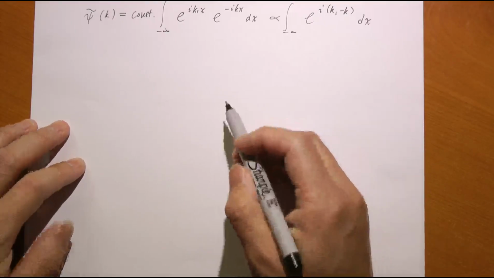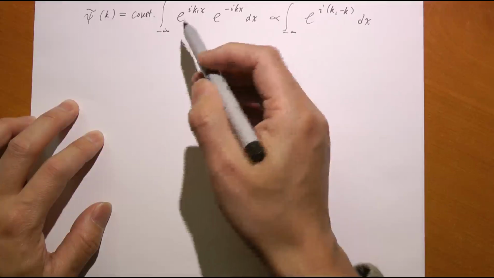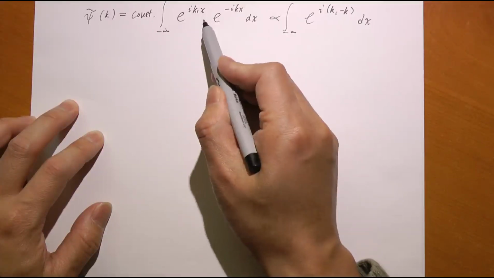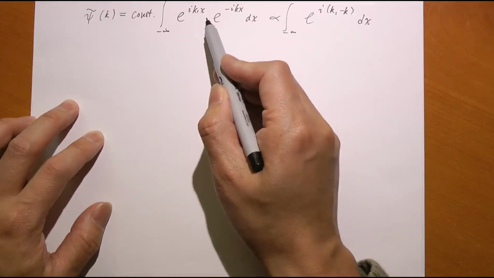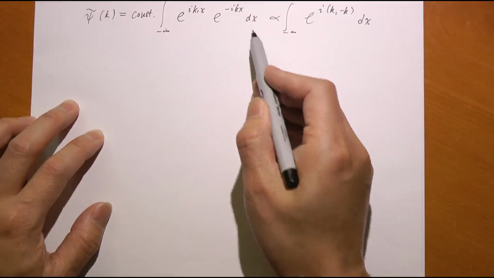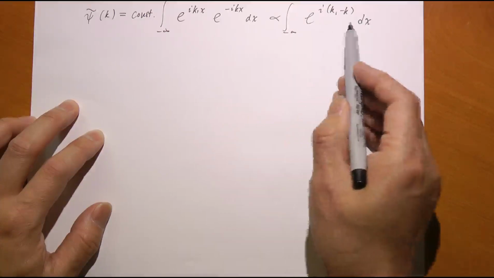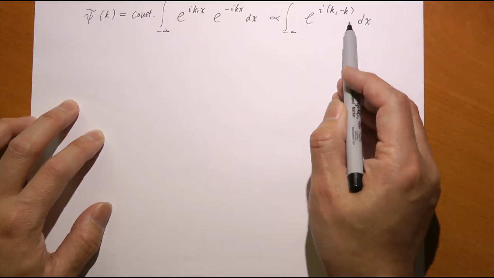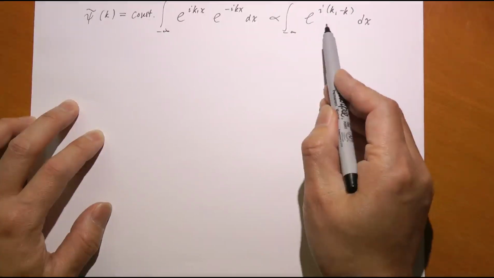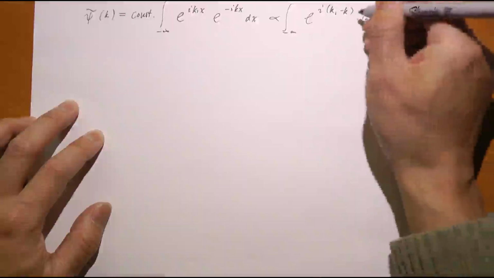I started out from here. It's a constant, square root of 2 pi, whatever, I don't really care. e to the power i k1 x, that's the wave function itself, times e to the negative i k x, and that integrated over dx from negative to positive infinity, and so that's what I get. Now, take a good look at this expression, e to the i times (k1 minus k), then integrating over dx. There is an x here.